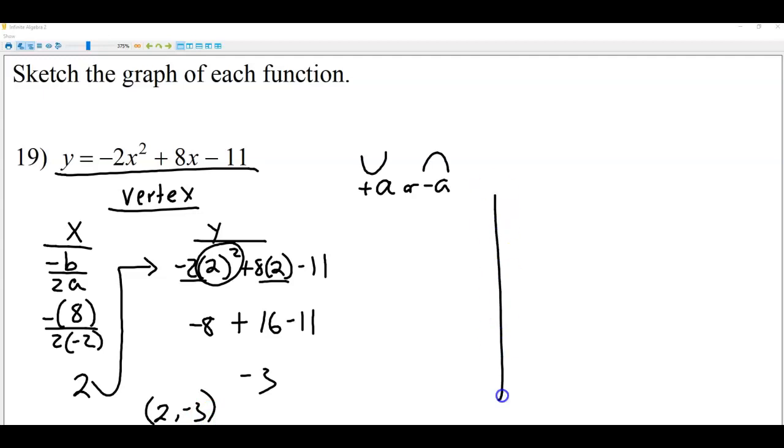Now we're ready to graph it. There's my vertex, 2, negative 3. And since my A value is negative, we have a sad face parabola.